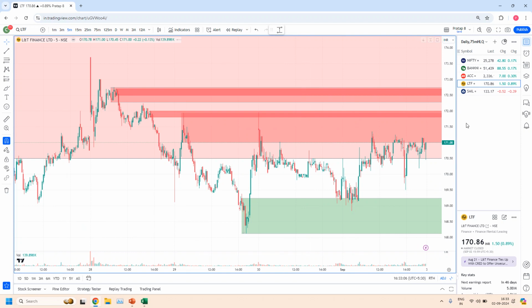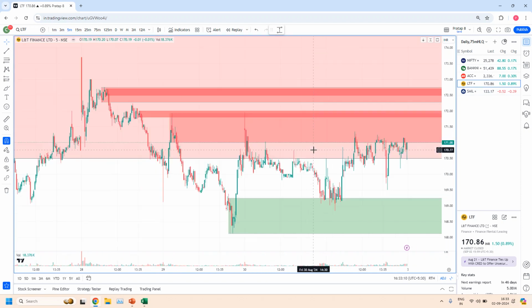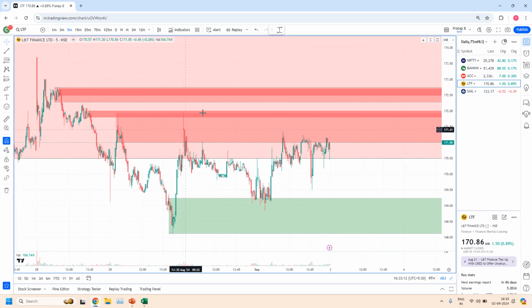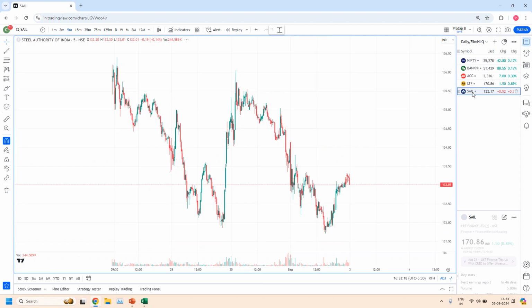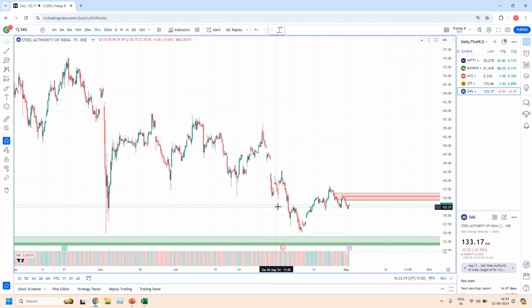And how I fine-tuned LTF I already explained in the Friday video. So I am not going to explain again how exactly we fine-tuned it on Friday. And the next one is SAIL. SAIL is a 75 minutes high liquidity zone.